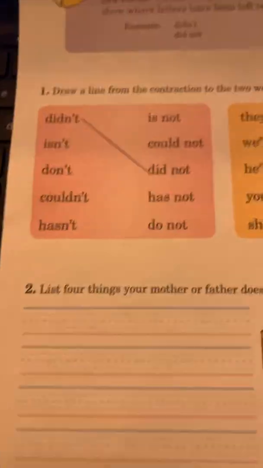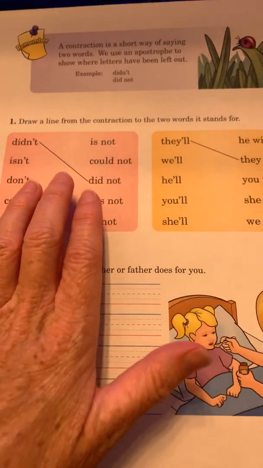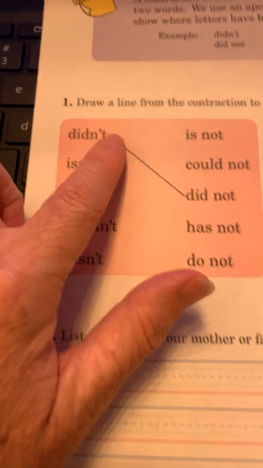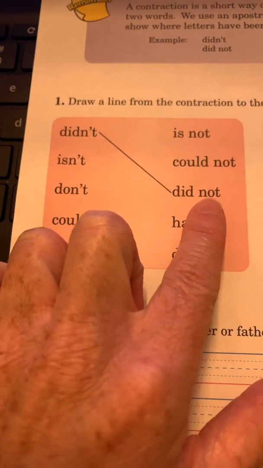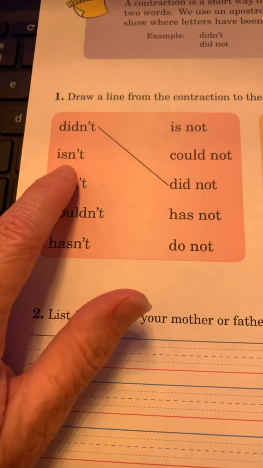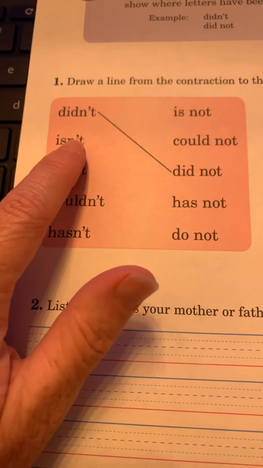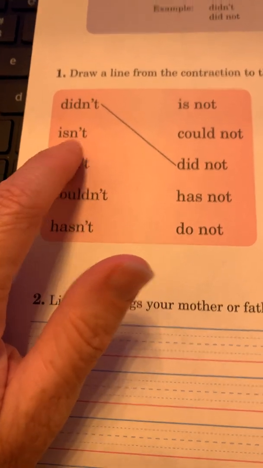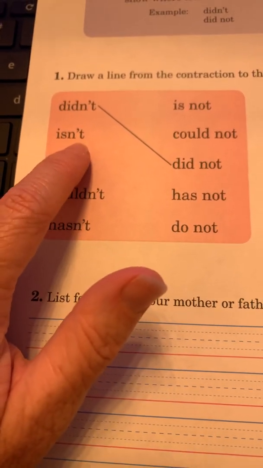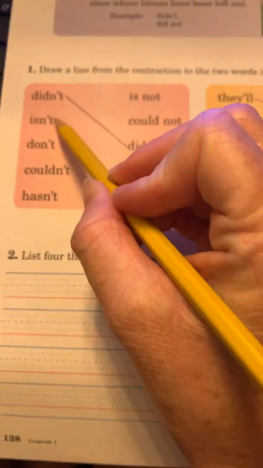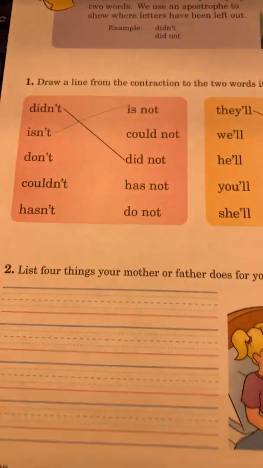So over here, you have, I don't like the way this looks tonight. I'm sorry, boys and girls. It says draw a line from the contraction to the 2 words it stands for. So didn't goes with did not. Okay, I'm going to do this section with you. Isn't, okay, I have I-S, that's a word is, and then I have N, that means an O would be there, N-O-T. Is not are the 2 words that make up that. So I'm going to draw a line with my pencil from, oh, my hand is huge, isn't it? Isn't to is not, okay?